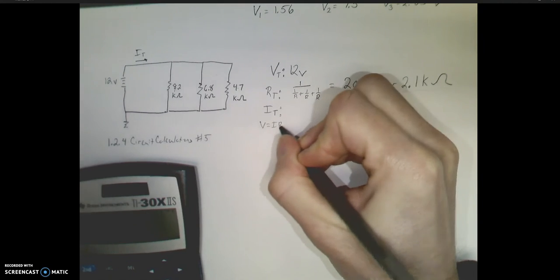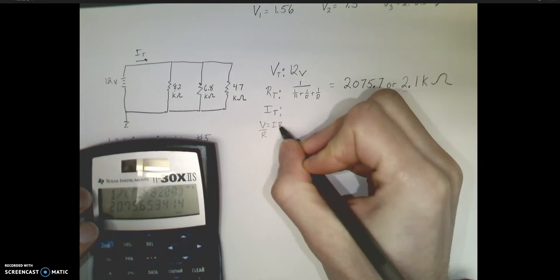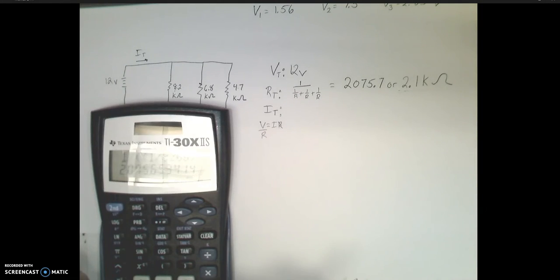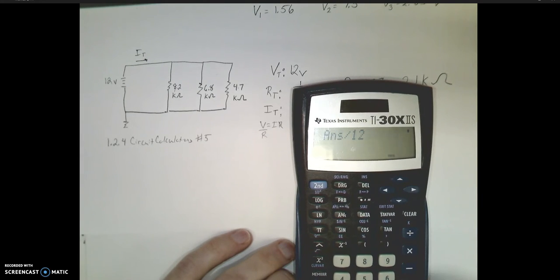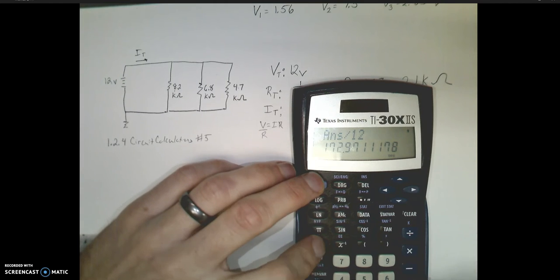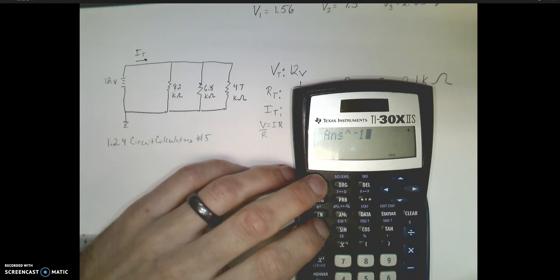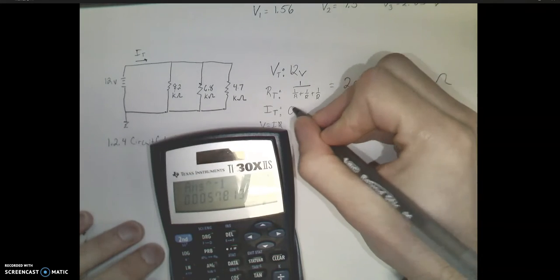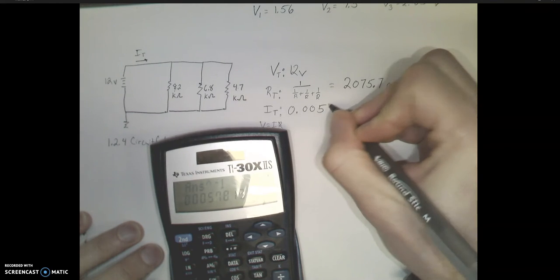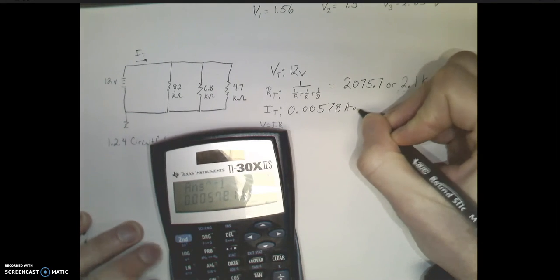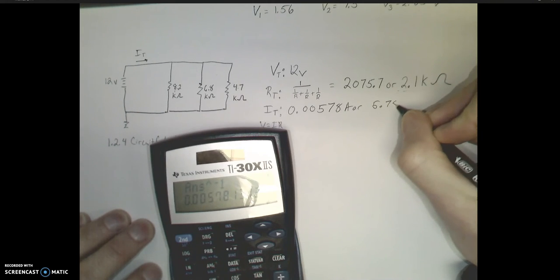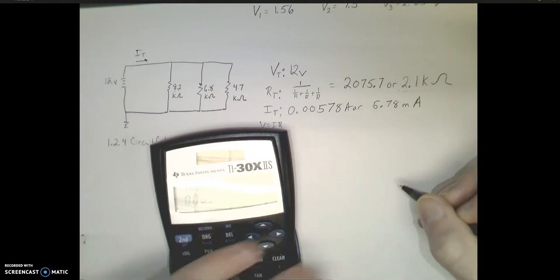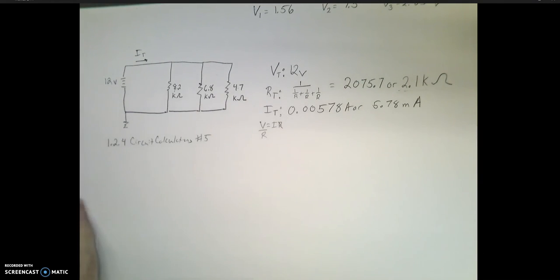Total current, well, V equals IR, so the total current is going to equal total voltage divided by total resistance. So we're going to take our 12 volts, divide that by our total resistance. In a calculator, I got that answer previous save, so I just take it, divide it the wrong way, raise that to -1, that's that inverse of it. So now I've got the total current of 5 thousandths, or milliamps is a better way to talk about that current. So we move that decimal place 3 times. We've got 5.78 milliamps.